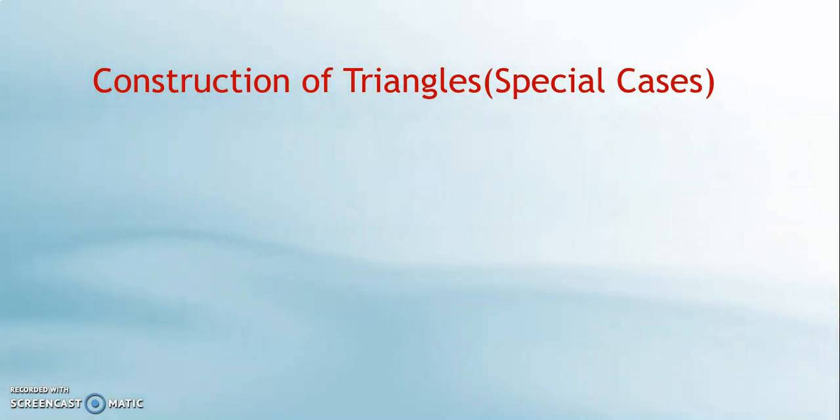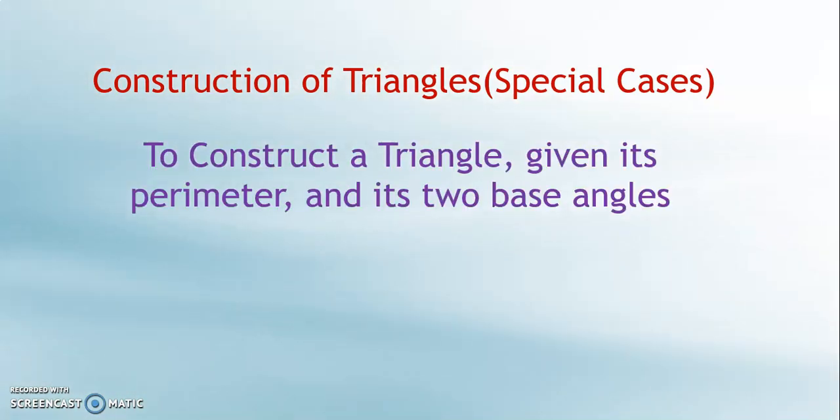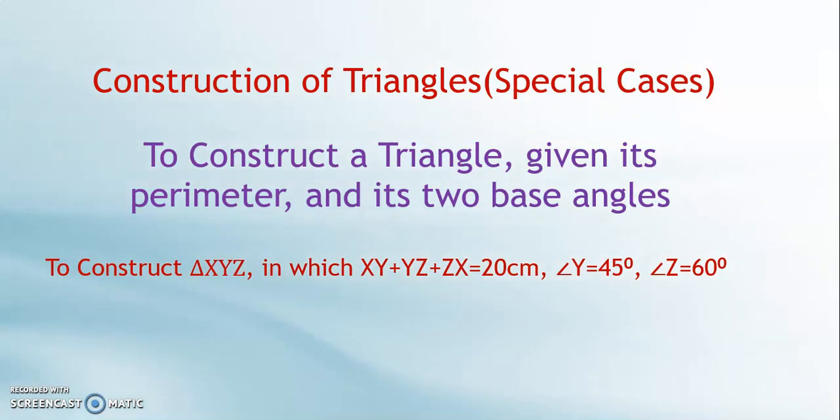Dear students, in this video we are learning the construction of triangles, special cases. We are learning to construct a triangle given its perimeter and its two base angles. Let us see how to construct triangle XYZ in which XY plus YZ plus ZX is equal to 20 centimeters. That is, the perimeter of the triangle is given and not each and every side of it separately. So we have to consider this perimeter and we need to construct the triangle.